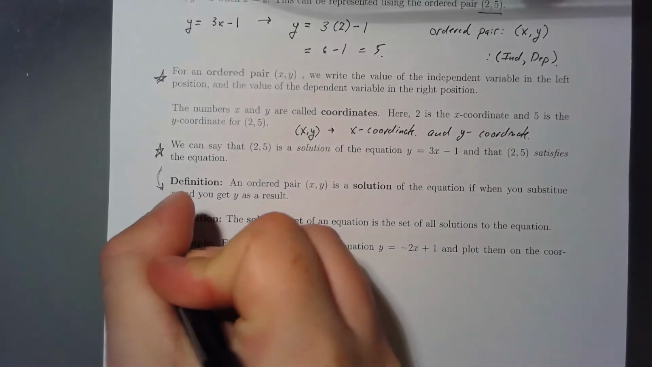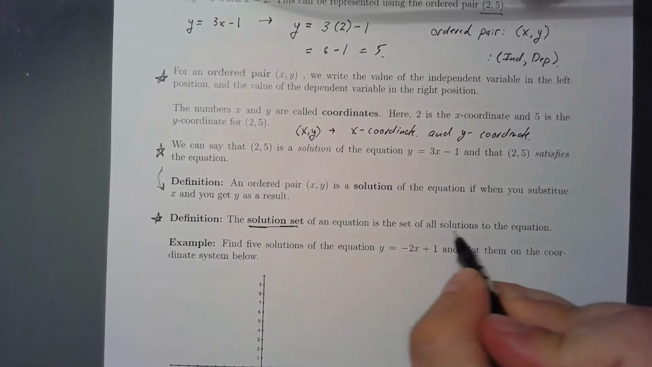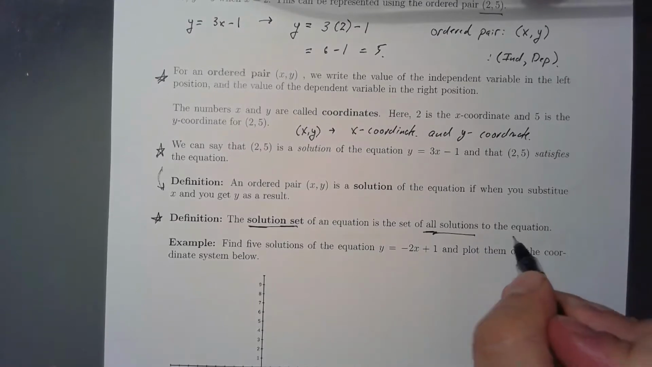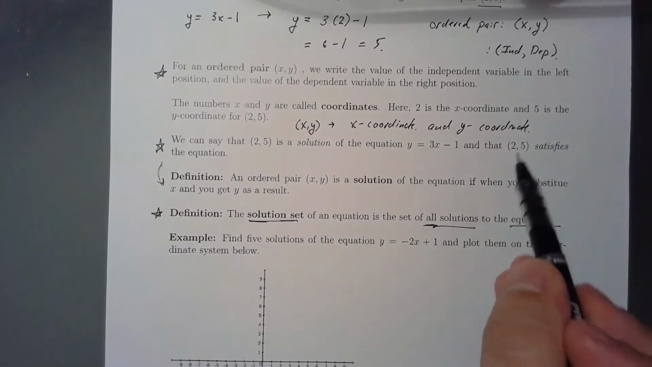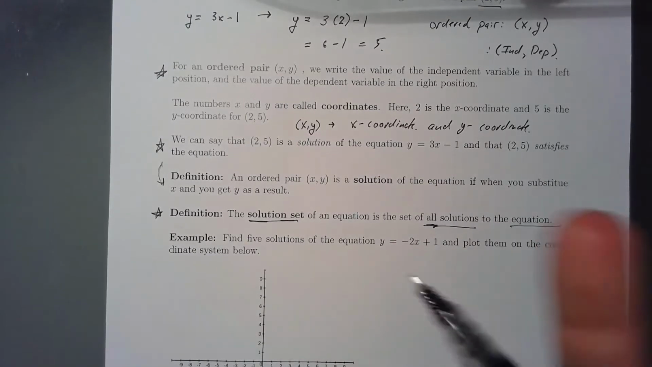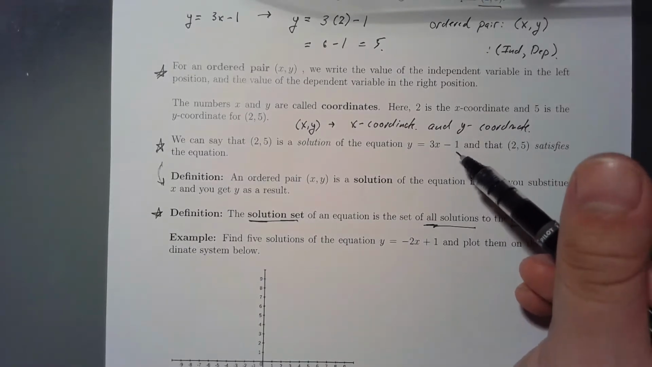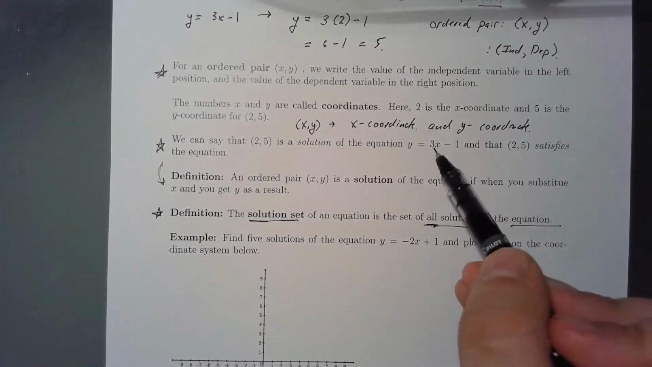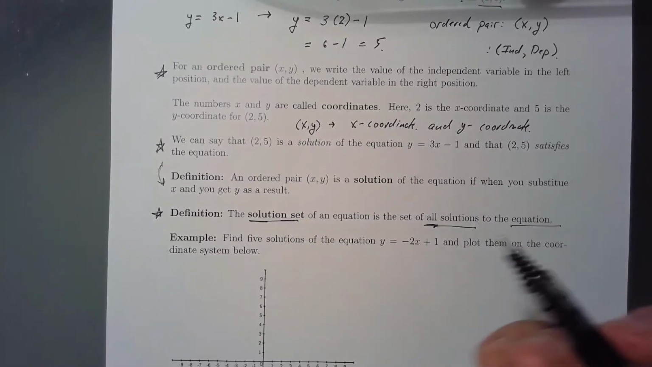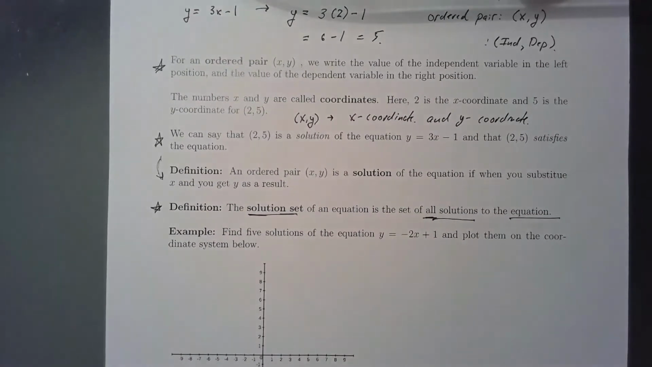The solution set is all of the solutions, with an emphasis on all, to the equation. That could be one solution, like in this case, this equation only has one solution. It could have 2 solutions, 3, or it can have infinite solutions. It just depends on the equation that you have. You'll see very soon that this is a linear equation, and linear equations only have one solution. You'll see about that soon.